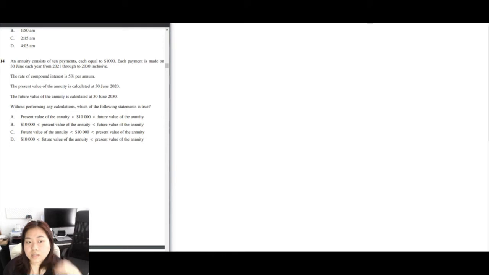14. An annuity consists of 10 payments, each equal to $1,000. Each payment is made on 30th of June each year from 2021 through to 2030 inclusive. The rate of compound interest is 5% per annum. The present value of the annuity is calculated at 30th of June 2020. The future value of the annuity is calculated at 30th of June 2030. Without performing any calculations, which of the following statements is true?